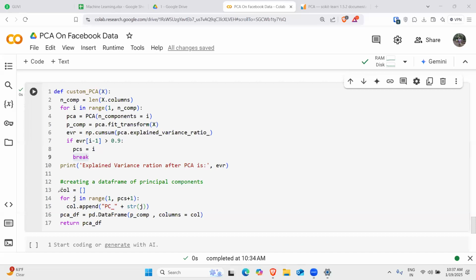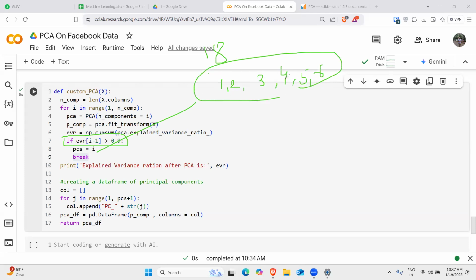So we are creating a blank list, column. We are passing this PCS. What is that PCS? It is nothing but the principal components, which we have got after setting the threshold as 0.9. Suppose out of these 18 columns, 1, 2, 3, 4, 5, or 6, by using 6 columns itself, we are achieving this threshold of 90%.